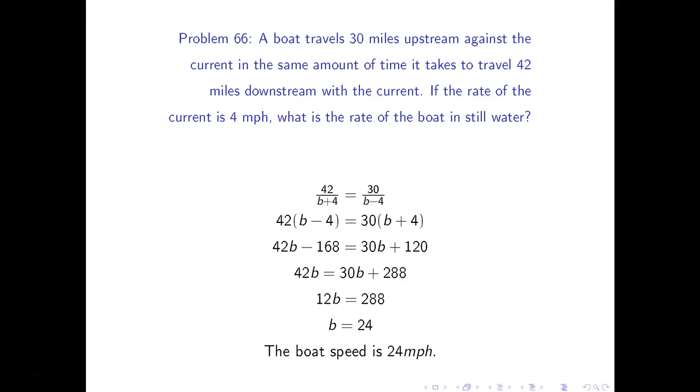Now, let me ask you a question. Does it make sense that a boat could be going 24 miles an hour? Sure. Now, we didn't talk about whether that's fast or anything else, and it probably doesn't really matter for the point of this problem, but this general idea is how we can apply it.